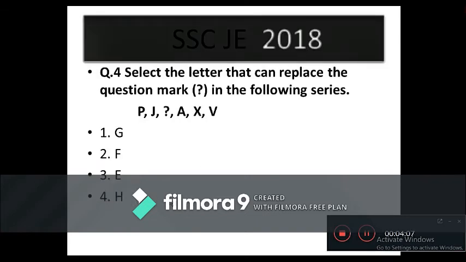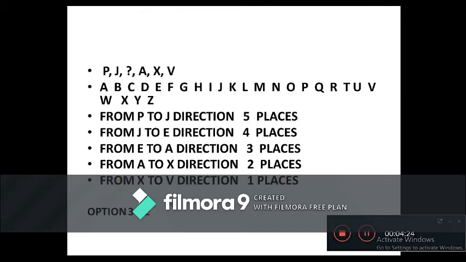Now question number 4. Select the letter that can replace the question mark in the following series. This is the series P, J, question mark, A, X, B. To solve this type of question, first of all we have to write the alphabetical order: A B C D E F G H I J K L M N O P Q R S T U V W X Y Z. Then we have to analyze the series.